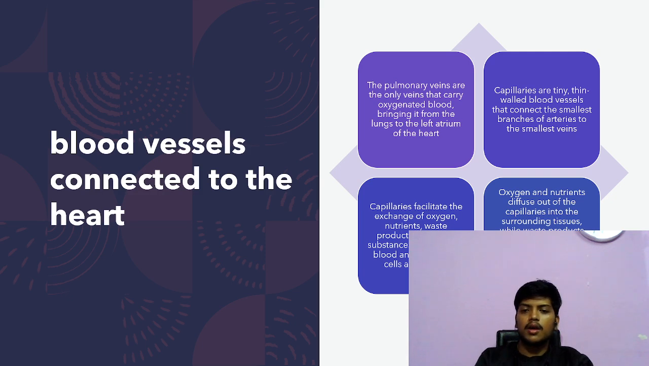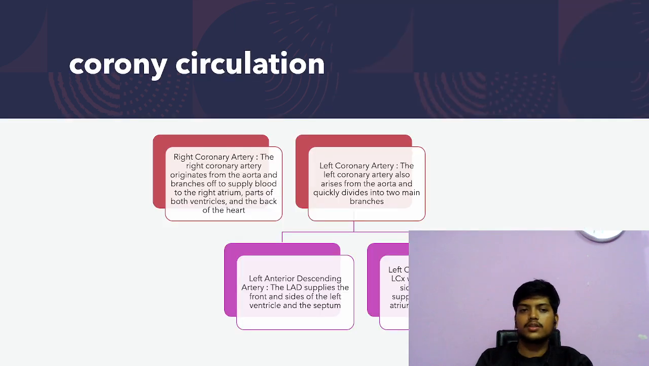Capillaries facilitate the exchange of oxygen, nutrients, waste products, and substances between the blood and body cells and tissues. Oxygen and nutrients diffuse out of the capillaries into the surrounding tissues, while waste products like carbon dioxide and metabolic byproducts move from the tissues into the capillaries to be transported away. Capillaries are thin-walled blood vessels that connect the small branches of the arteries to the smallest veins.